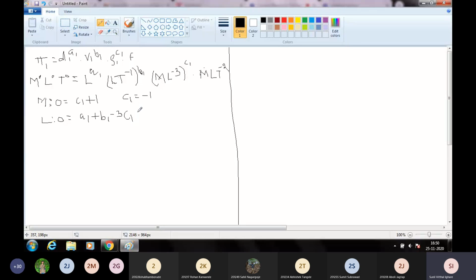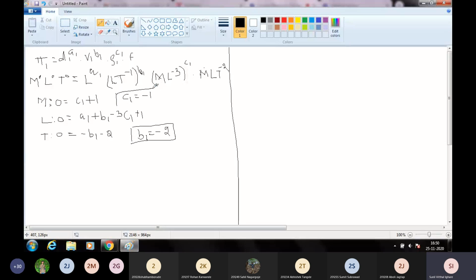Then plus 1. Okay, so this term will keep as it is. Then we just solve for the next, t equal to 0. For t equal to 0, you just see the t terms on the right hand side, t raised to minus b1. So we just write minus b1, minus 1 into b1, so that is minus b1, and t raised to minus 2. Okay, so the value of b1 you will get here is equal to minus 2. If you solve this, you will get the value of minus 2.